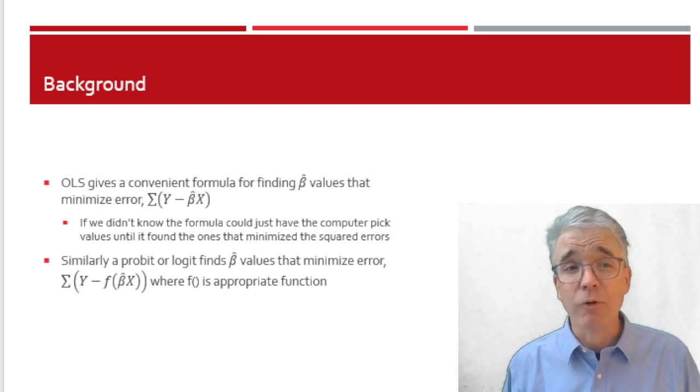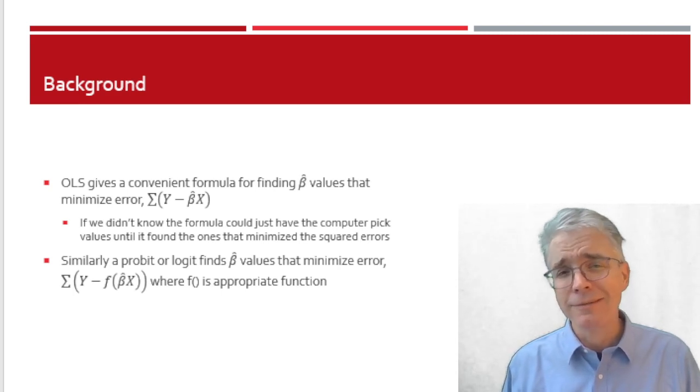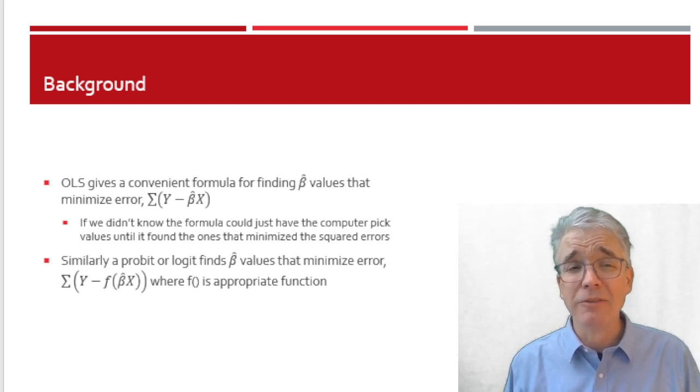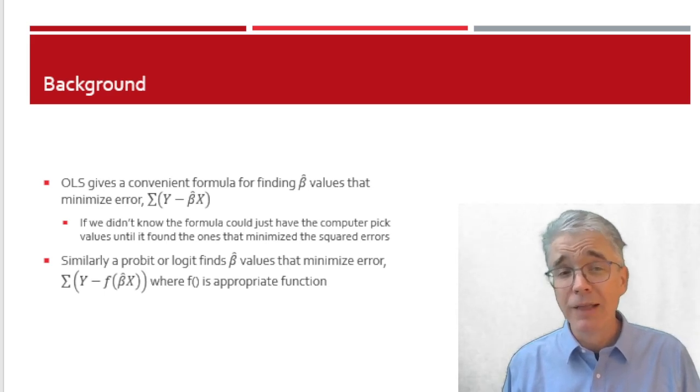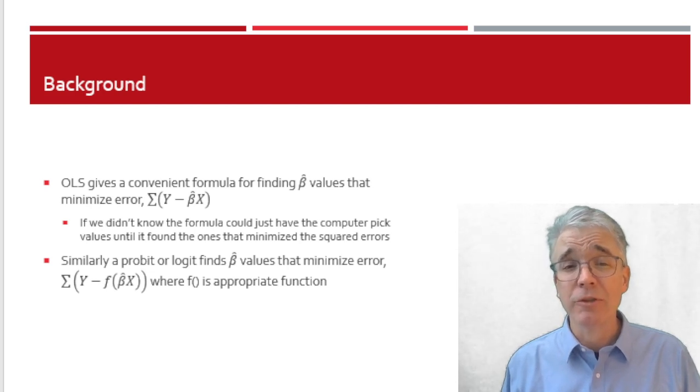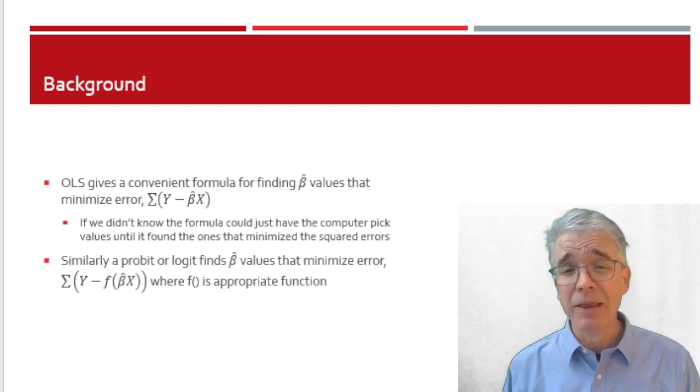But if I didn't know the formula, I could find those same estimates with enough computing power. The computer could just randomly pick values and find the ones that minimize the squared error terms. Just pick some numbers for beta, calculate the error, nudge around the values to see whether the errors get better or worse. Similarly, probit or logit is going to find some values of beta that minimize that new revised error term, y minus the function of beta x, where that function f is either the logit function or the probit function. There are lots of other estimators possible that just use a different function there for f. But whatever the function, have the computer find a beta value that minimizes that error.